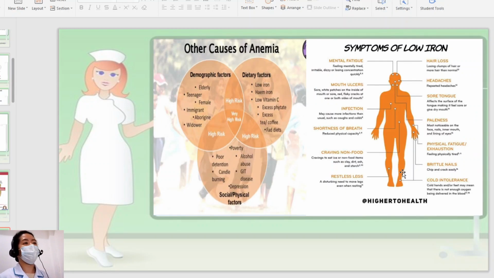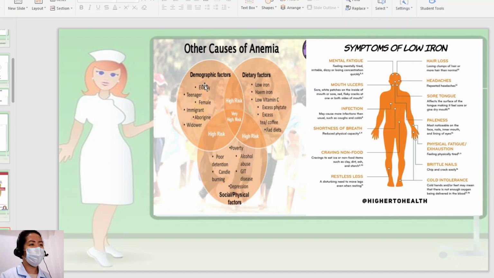Other causes of anemia, there are 3 factors. These are demographic factors, dietary factors, and social physical factors. Demographic factors are elderly, teenager, female, immigrant, aborigine, and widower. For the dietary factors, these are low heme iron, low vitamin C, excess phytates, excess tea or coffee, and fad diets. And then for the social physical factors, these are due to poverty, poor dentition, candle burning, alcohol abuse, and gastrointestinal disease.